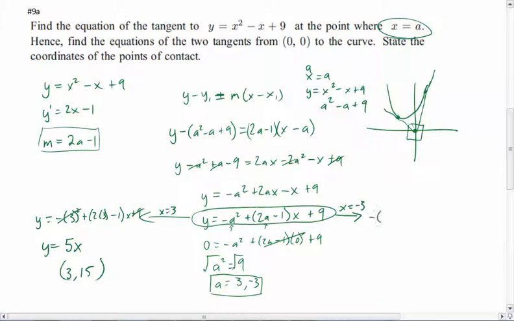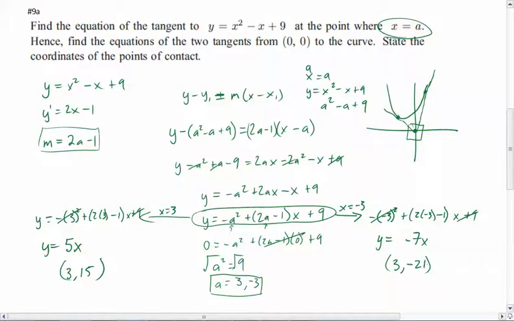So I'll go negative 3 squared plus 2 times negative 3 minus 1 x plus 9. The negative 9 and the positive 9 cancel out again, so I'm going to have negative 6 minus 1, which is negative 7x. So y equals negative 7x, which means negative 3 comma 21. And so that would be the intersection on that end.